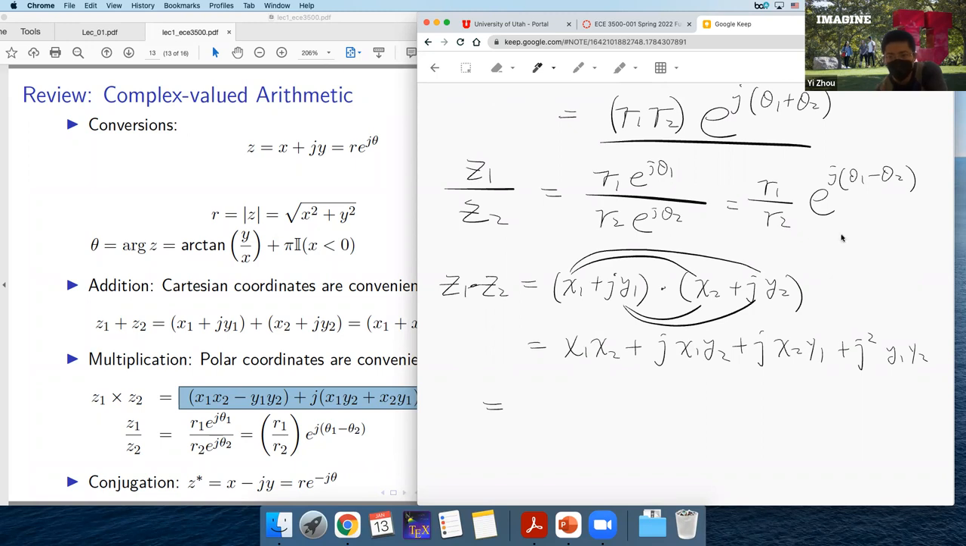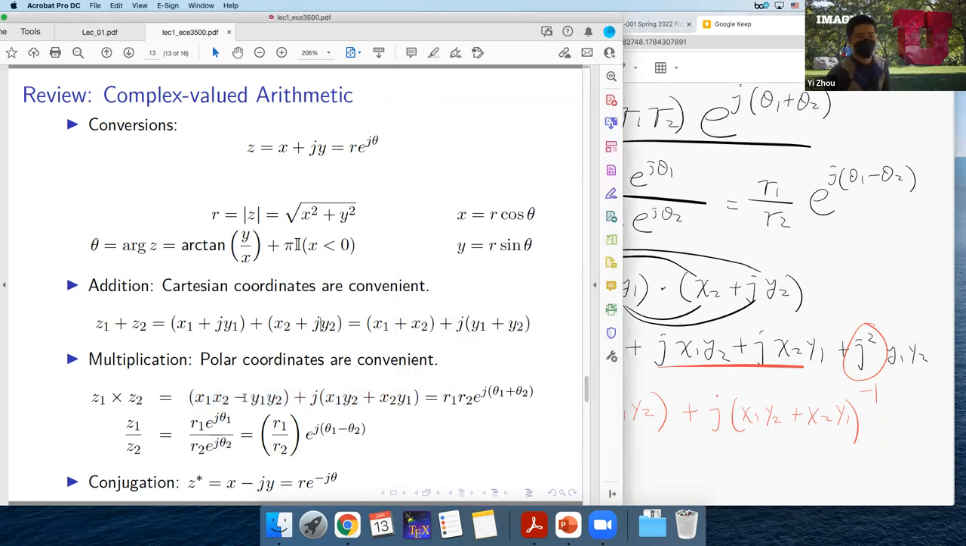And then you can still simplify that because j is special. You have a j squared here. So j squared is negative one, the complex unit. And then the last term can be combined with the first term. So you have x1, x2, minus y1, y2. These two terms can be combined together, plus j times x1, y2, plus x2, y1. So that's how we get this product in the Cartesian form.